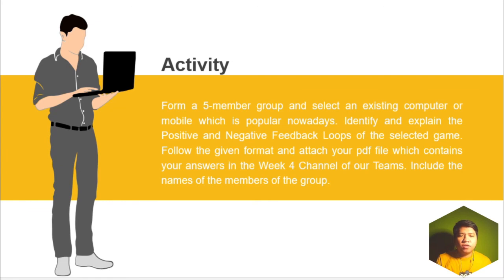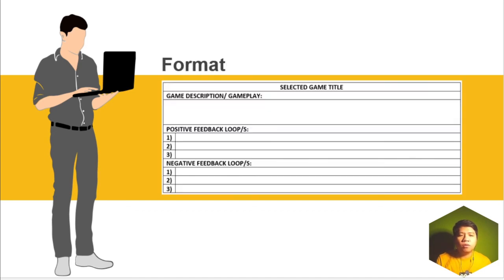For this lesson activity, form a 5-member group and select an existing computer or mobile game which is popular nowadays. Identify and explain the positive and negative feedback loops of the selected game. Follow the given format and attach your PDF file which contains your answers in the week 4 channel of our Teams. Include the names of the members of the group. So here will be your format. We have the selected game title here. Describe the game according to its description or gameplay. Provide identified positive feedback loops and negative feedback loops.